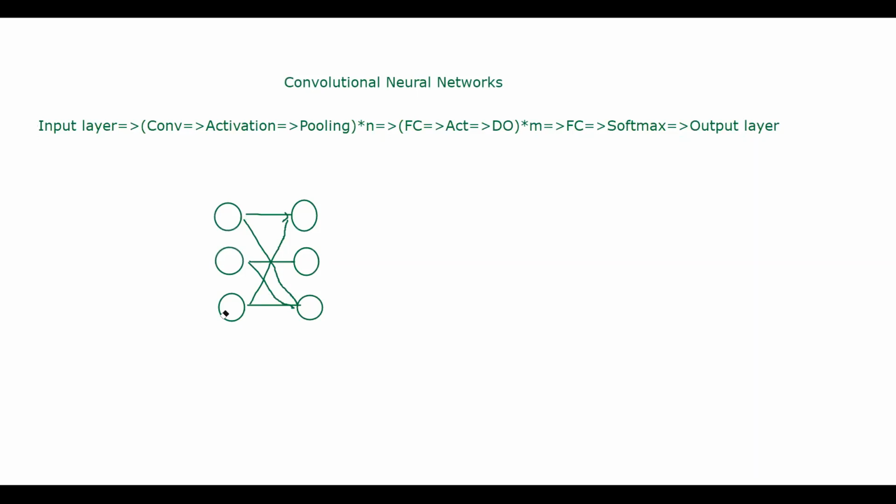This process is called dropout, randomly removing certain connections. Why do we do that? Because we do that to counter generalization and overfitting.